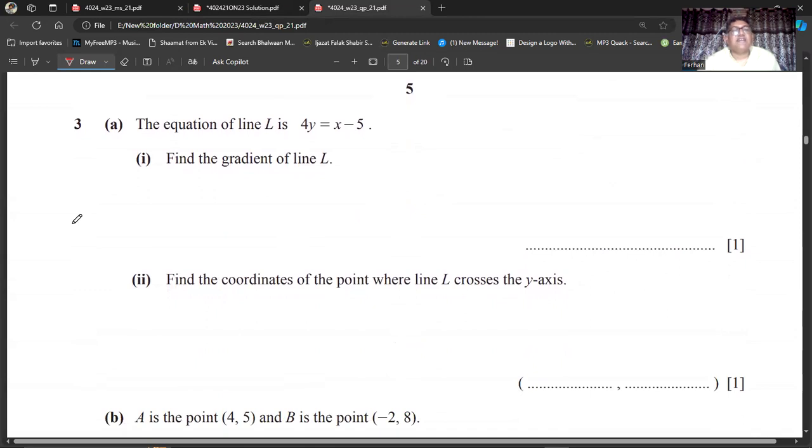That is question number 3. He says, part a, the equation of the line L is 4y equals x minus 5. Find the gradient of the line L. If the equation of the line is given and you want to find the gradient of the line, the method is you will make y the subject of the equation. When y is positive and alone on one side, whatever is the coefficient of x on the other side will be the gradient of that line.